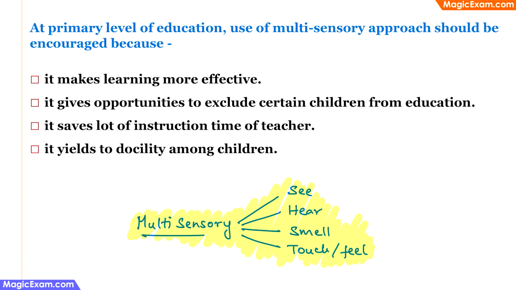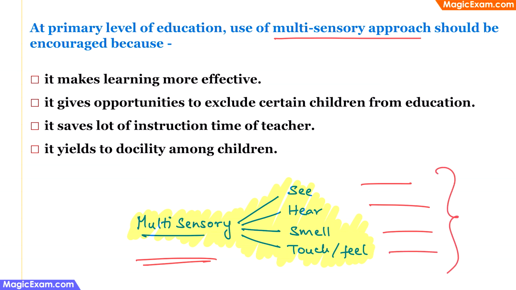At a primary level of education, use of multi-sensory approach should be encouraged because of which of the following? Now, multi-sensory approach means if the child is learning about something through multiple senses, by seeing it, by hearing about it, by smelling it, by touching or feeling it, that is use of multiple sense organs to learn about something. So this is multi-sensory approach. Now, if a child is learning something through a multi-sensory approach, then it makes the learning more effective, and that is the correct answer.